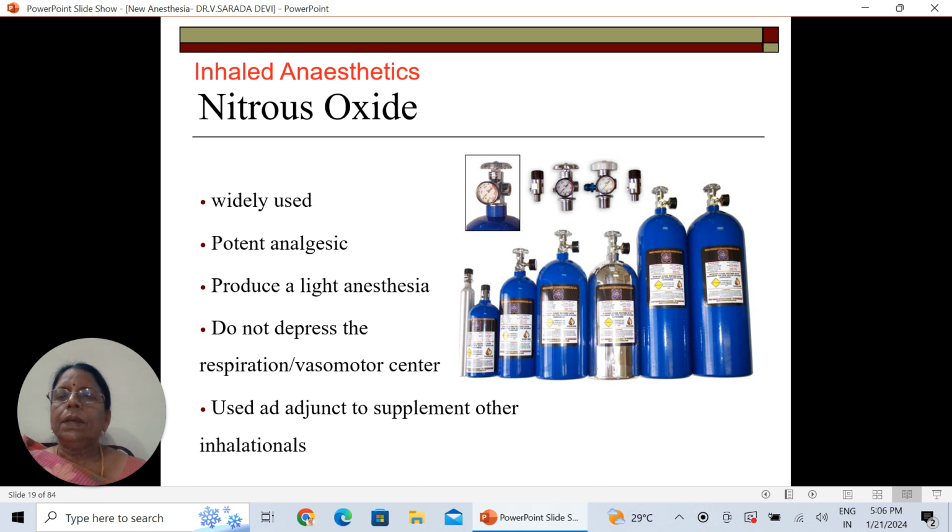Nitrous oxide. It is widely used. Nitrous oxide is a potent analgesic, produces light anesthesia, and does not depress the respiration or vasomotor center. It is used as an adjunct to supplement other inhalational agents.